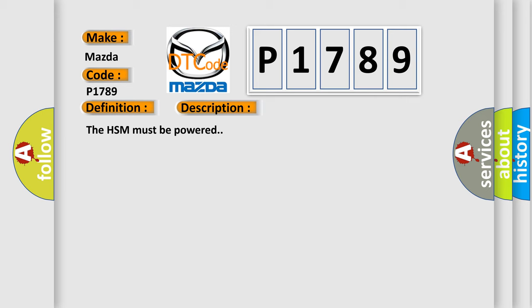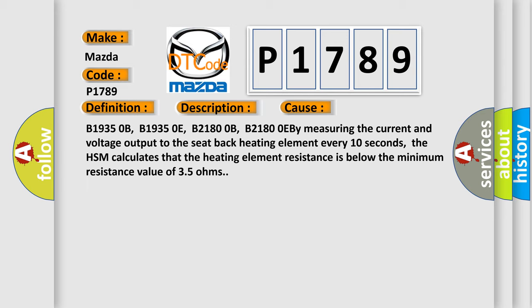This diagnostic error occurs most often in these cases: B19350B, B19350E, B21800B, B21800EB. Measuring the current and voltage output to the seat back heating element every 10 seconds, the HSM calculates that the heating element resistance is below the minimum resistance value of 35 ohms.